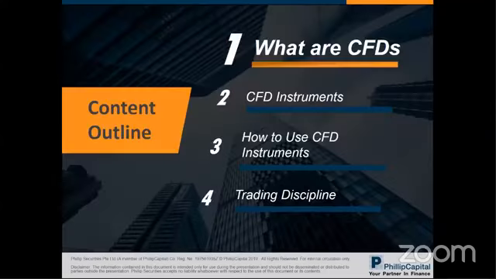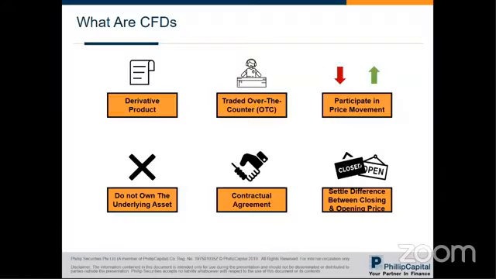So first of all, what are CFDs? Contract for differences is a derivative product traded over the counter, where you can participate in the price movement of the underlying securities or assets, which you do not own. It is a contractual agreement between you and your broker, such as PhillipCapital. This contract is settled between the opening and closing price of the underlying assets. So it can be shares and other products as well.